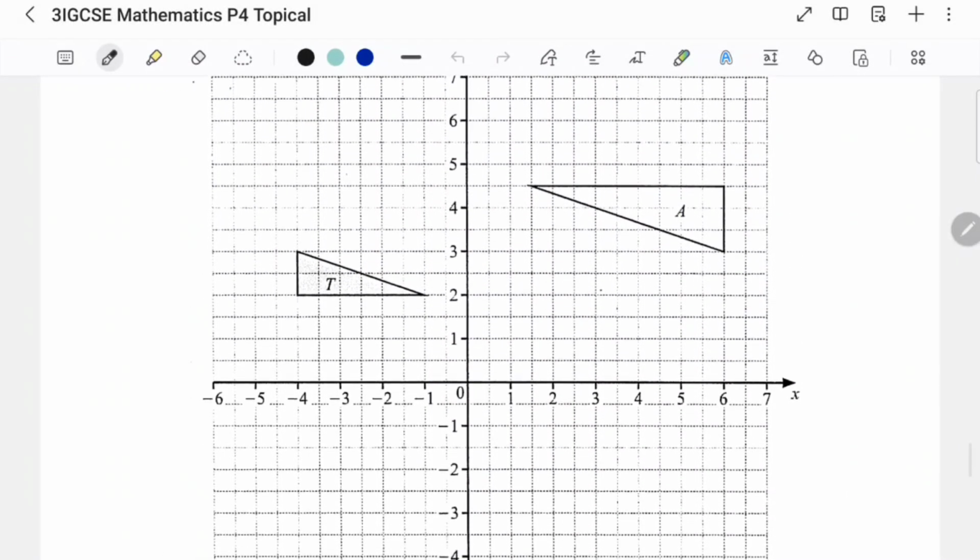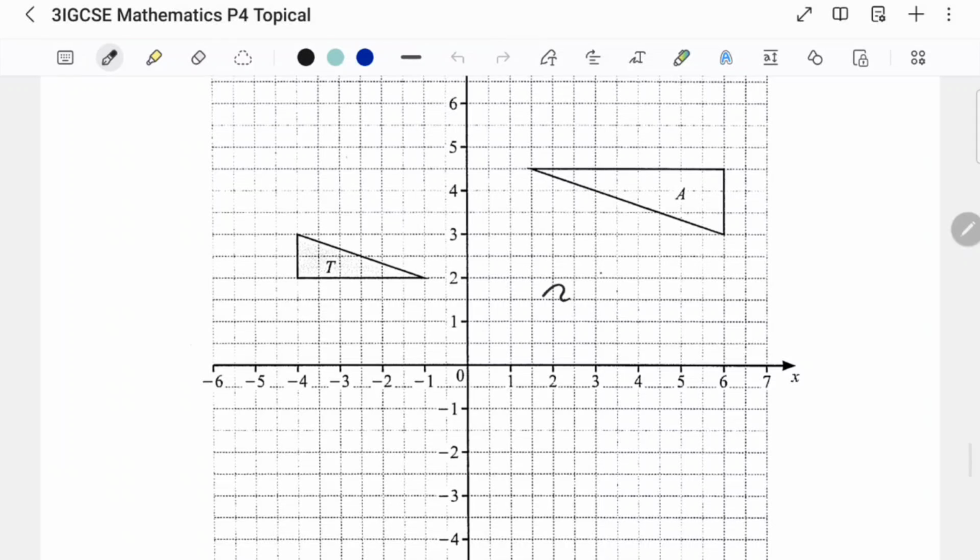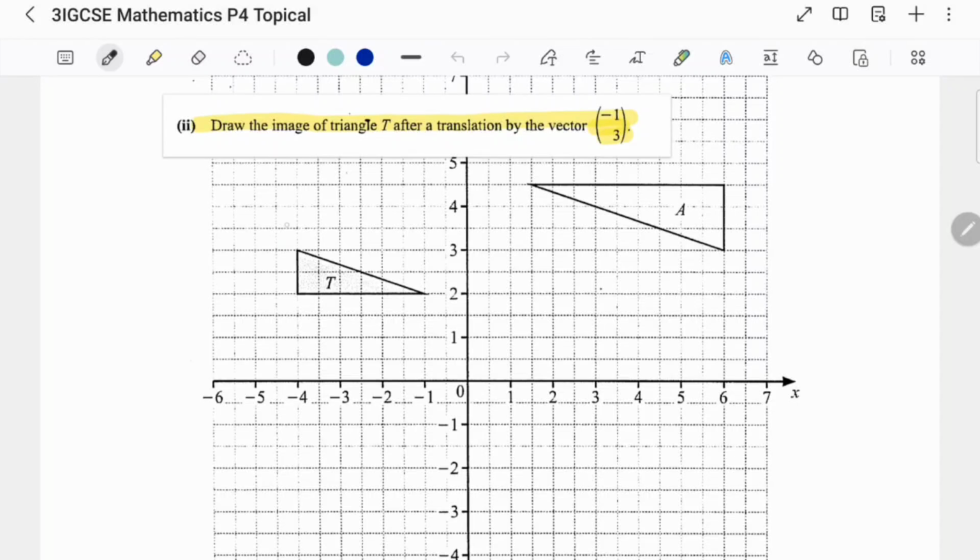All right, so we'll have to translate the triangle T, and the translation vector is also given. So right now we just write down the coordinates first. It's very important: -4 and 3 is the first coordinate, and then -4 and 2 is B I'm taking, and then the last one is -1 and 2.